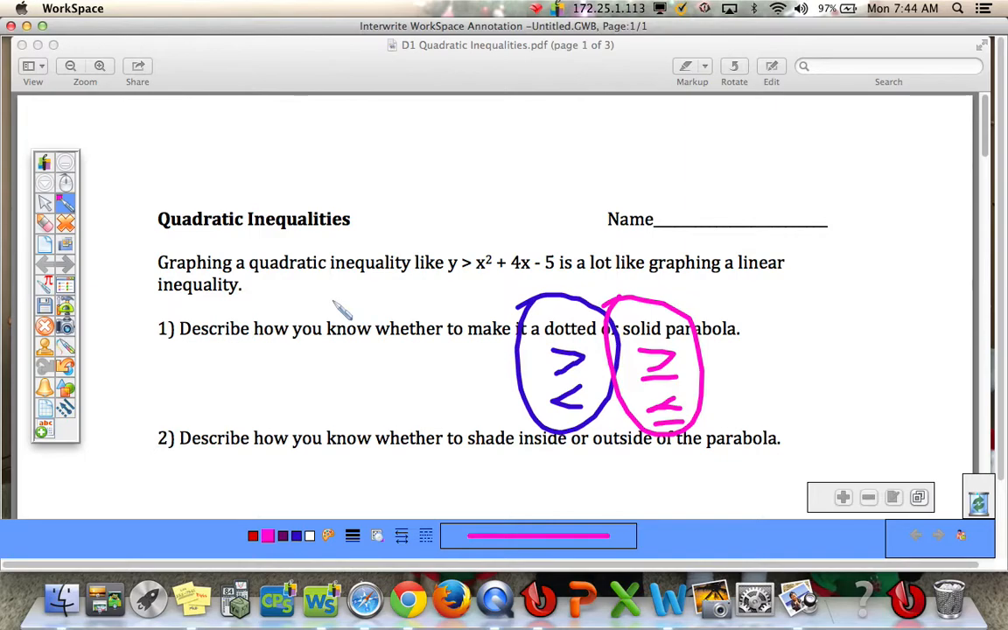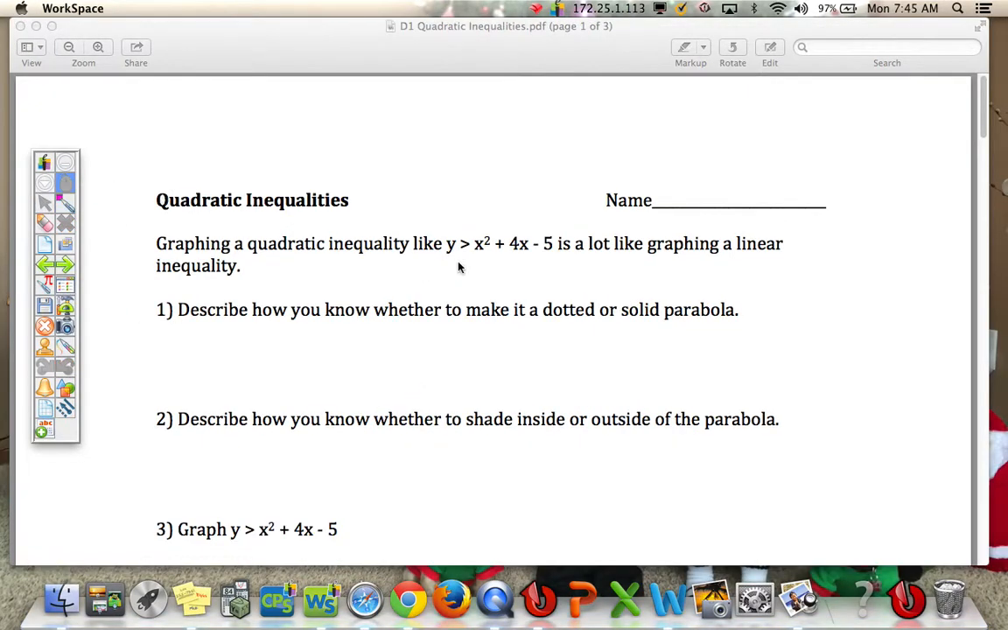Describe how you know whether to shade inside or outside the parabola. Well, if you remember when we did quadratic inequalities in one dimension on the line, we picked a point, we tested, and we shaded. Actually, we did two dimensions on a coordinate grid. But again, we pick a point, test, and shade, and that's what we'll do today. If it's true, you shade where the point is that you picked, and if it's not true, you would shade the other side or sides. And we'll take a look at that today.